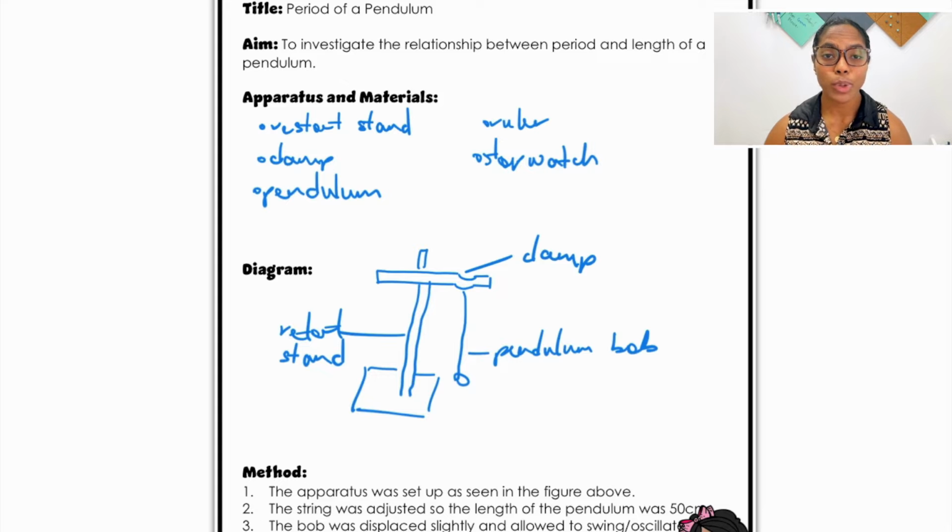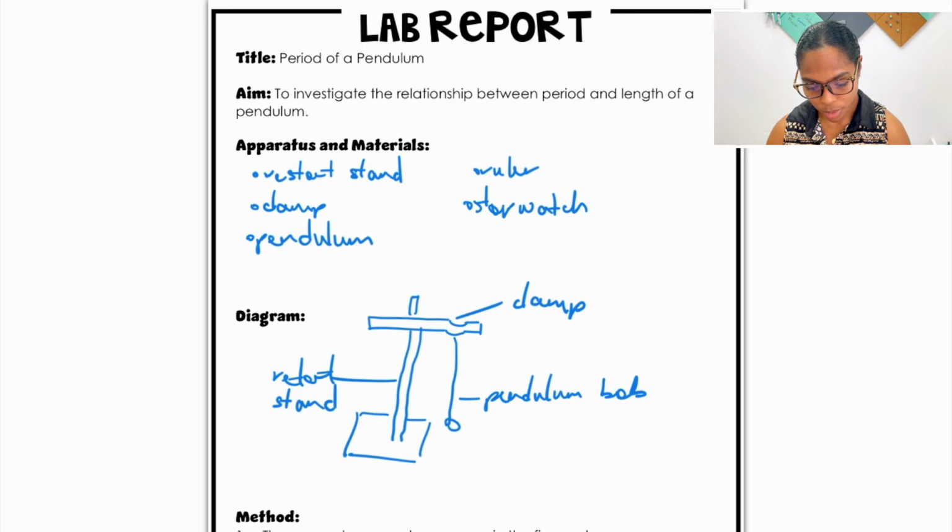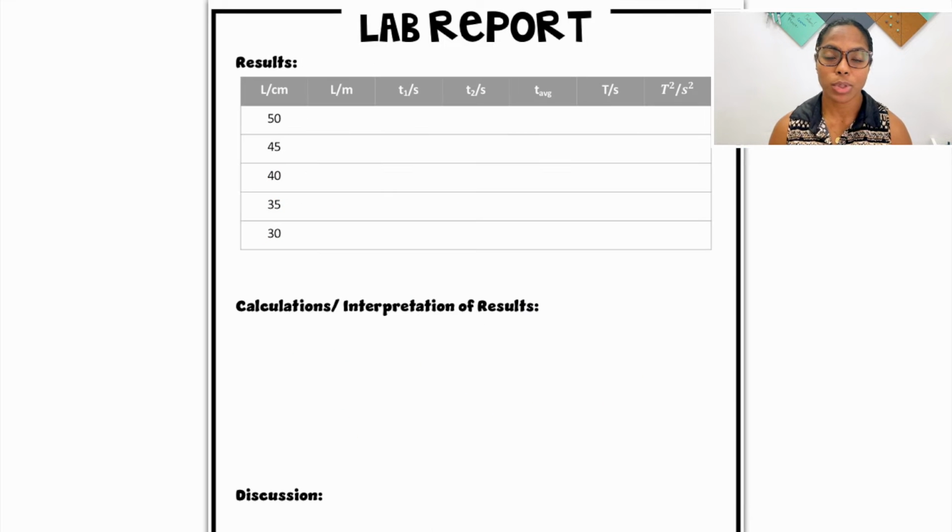If you want, you could pause this and take this down and just tweak it as it pertains to how your lab was done, because it will be something that was pretty similar. So now I am going on to my results. I have my results here that I wrote down when we were doing the lab, so I'm going to fill in the table.